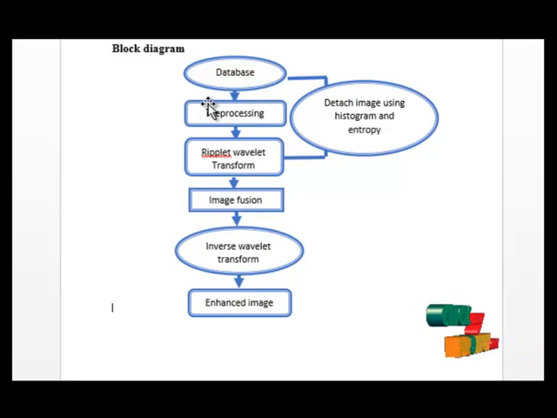Then next we go to the ripple wavelet transform. Before the ripple wavelet transform, first we detach the image using histogram and entropy method. Entropy is a measure of the number of specific ways in which a thermodynamic system may be arranged, often taken to be a measure of disorder or a measure of progressing towards thermodynamic equilibrium. An image histogram is a type of histogram that acts as a graphical representation of the tonal distribution in a digital image. Next one, here we go to the ripple wavelet transform.